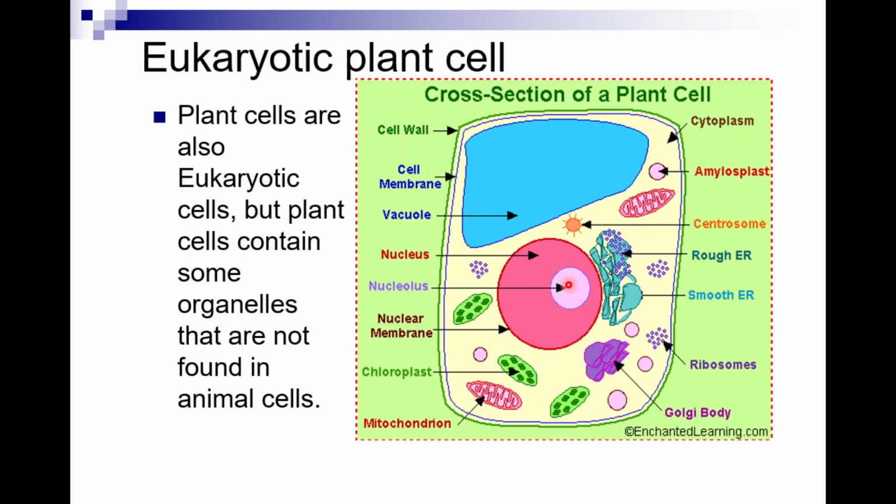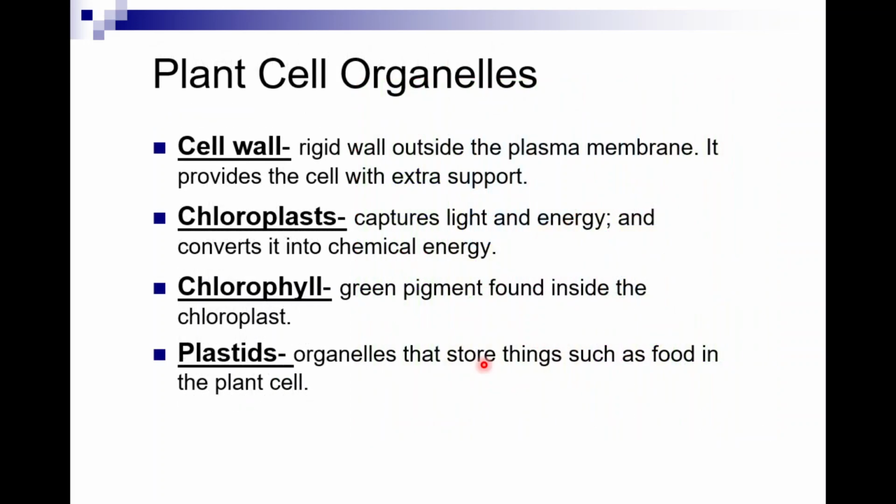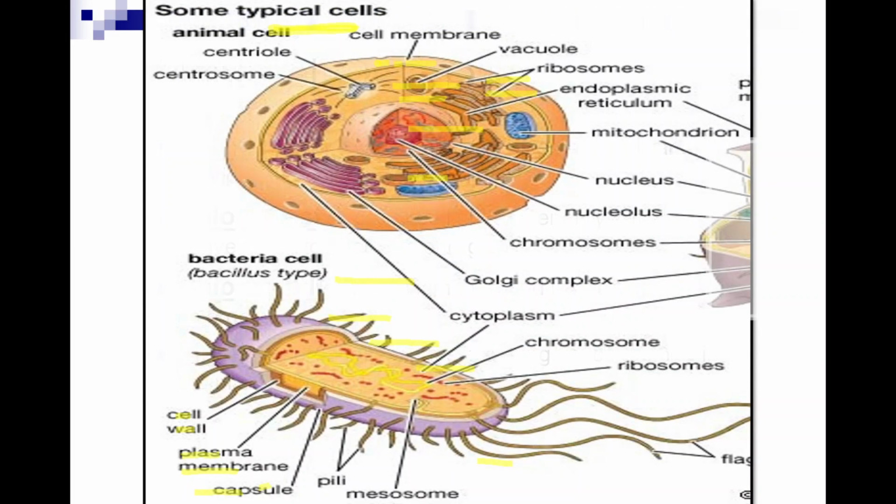Now, see the structure here. It is the eukaryotic plant cell structure, but we have to study here only the animal cell and the bacterial cell. This is the plant cell structure, just to inform you that such a structure is present. Plant cell organelles are cell wall, chloroplast, chlorophyll, plastids.